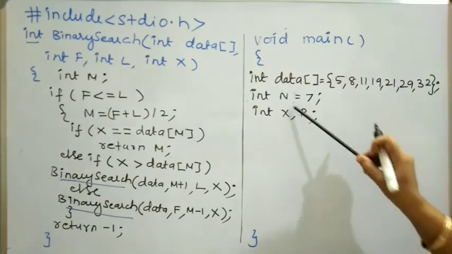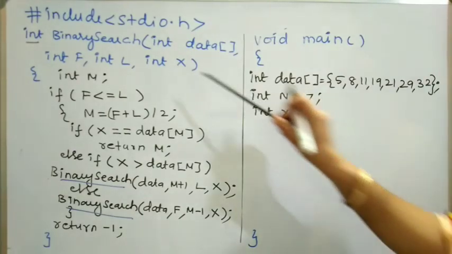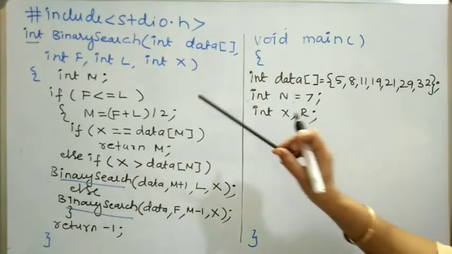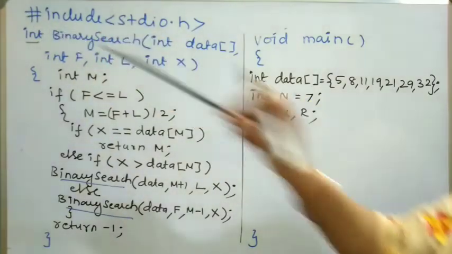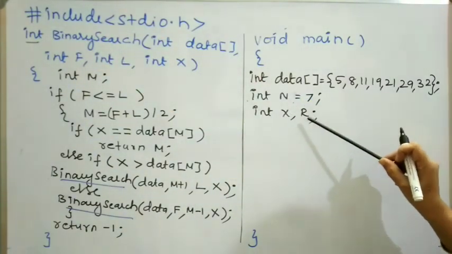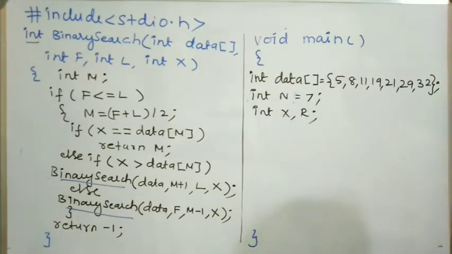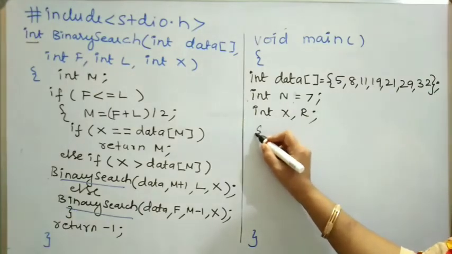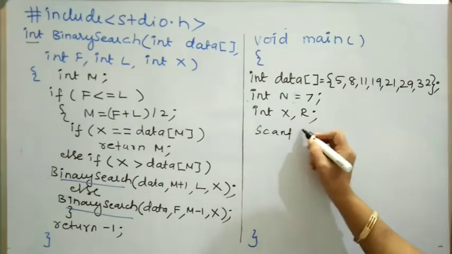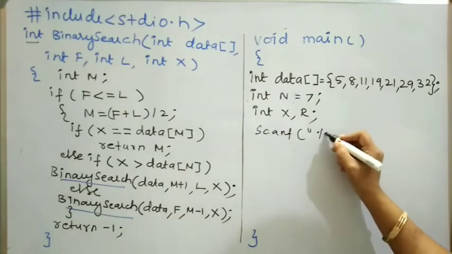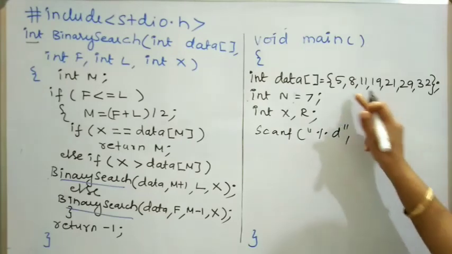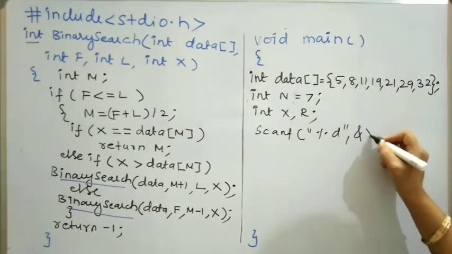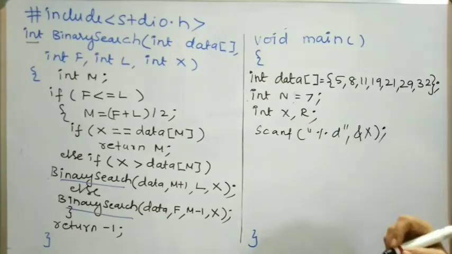x is the element which I am looking for. The binary search function is going to return an integer value, which is to be stored in variable r. So r is also declared as an integer variable. Okay. Now get the value of x using this scanf function. x is the value which I want to search in the given set of values.